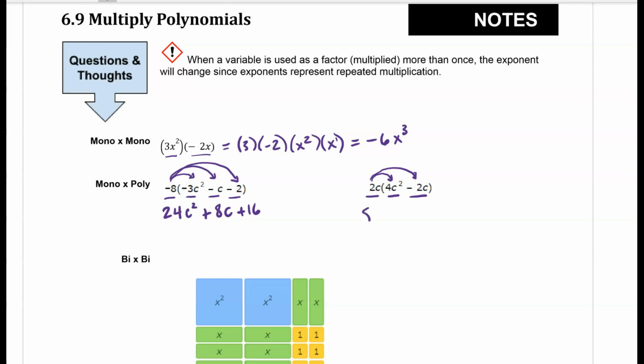2 times 4 is 8, and c times c squared is c to the third power, or 3 factors of c. Multiply 2c times negative 2c, a positive times a negative is a negative, so we're going to write this minus. 2 times 2 is 4, and c times c is c squared. There are no like terms there. We can't add or subtract if the variables don't have exactly the same power. That's how we know this is our final answer.